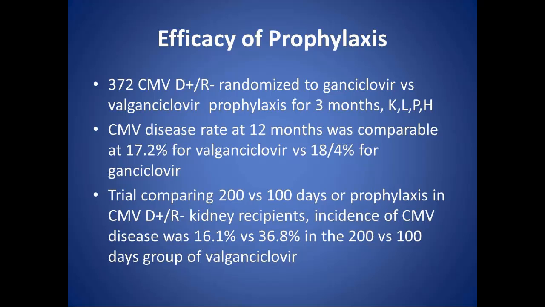The second study was in kidney transplants where they looked at length of prophylaxis. They compared 200 versus 100 days of prophylaxis in mismatched patients. And they saw that the incidence of CMV disease was higher in the group that got 100 days of prophylaxis versus those who got 200 days. And in that study, they all got Ganciclovir. So in that one study, longer was better.